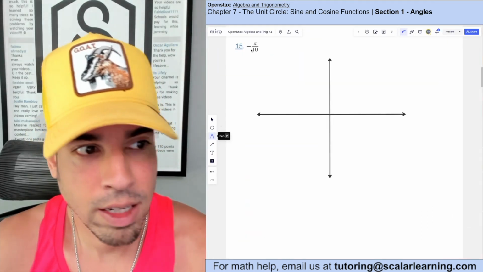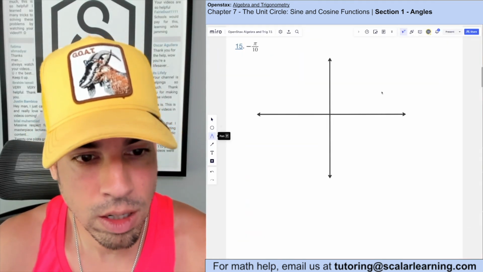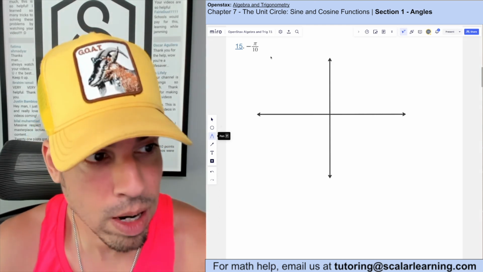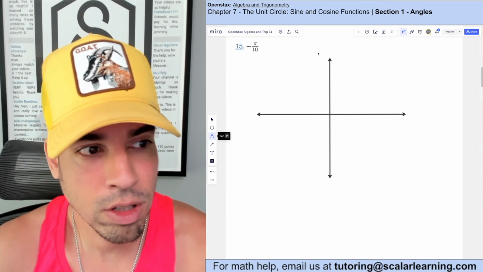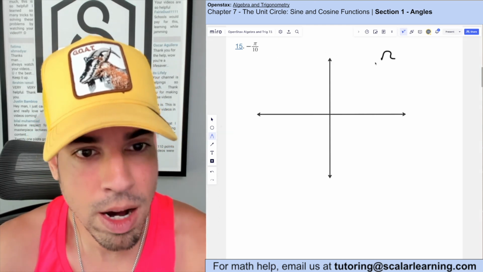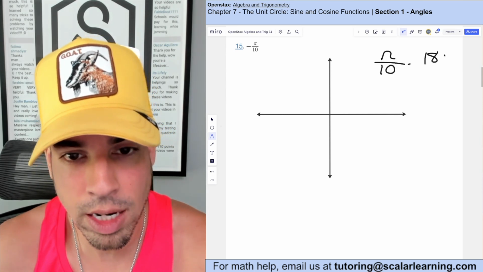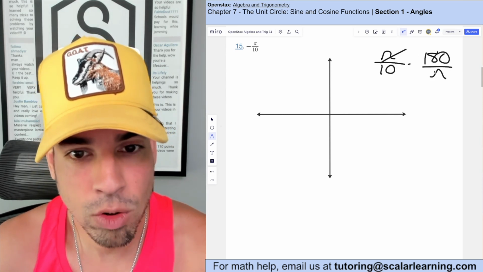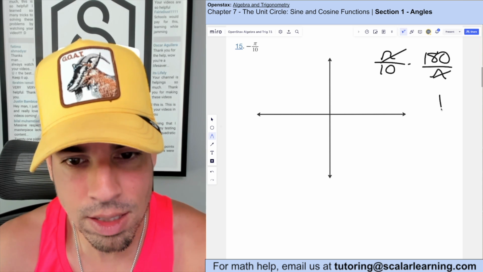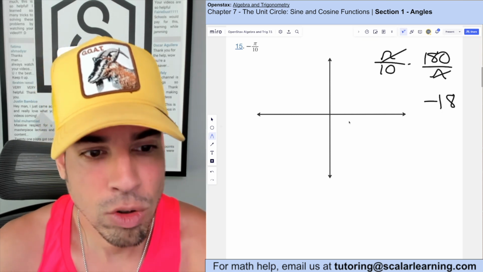So for this one, it's negative pi over 10. So now instead of going counterclockwise, we're going to go clockwise. And let's convert this to degrees. I think it might be a little easier. So pi over 10 times 180 over pi. Those cancel out. 180 divided by 10 is 18. And again, it's negative. So negative 18 degrees.